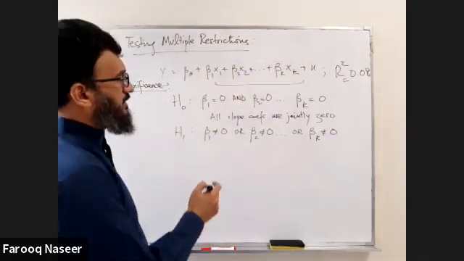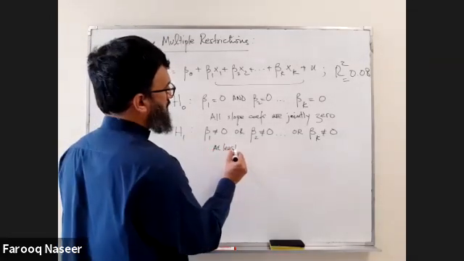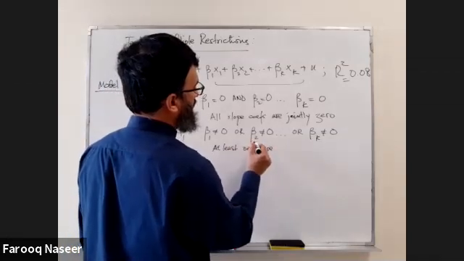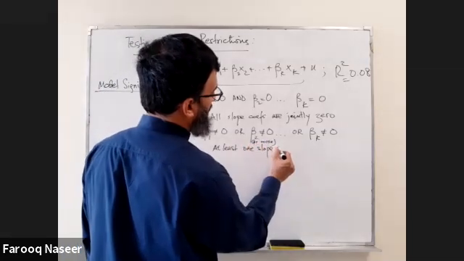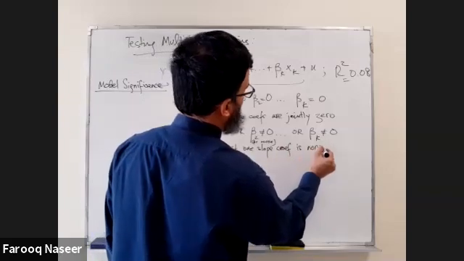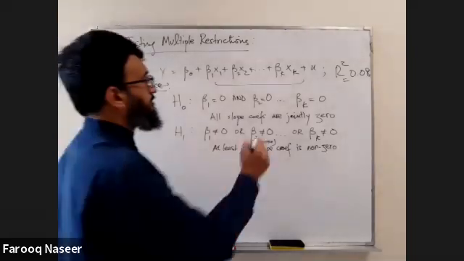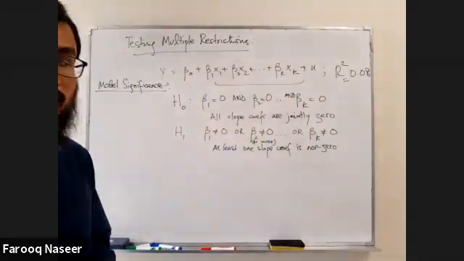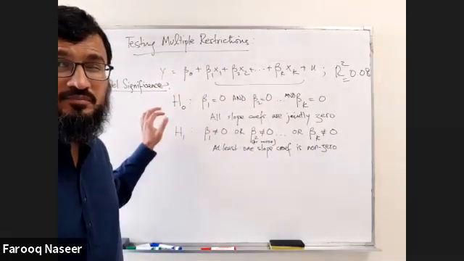In words, अगर आपने लिखना हो तो you can write it as at least one slope coefficient is non-zero. One or more. At least one का मतलब implicitly है. One slope coefficient is non-zero. ठीक है जी? So that's the hypothesis that we want to test. Okay. How would we test this null hypothesis?